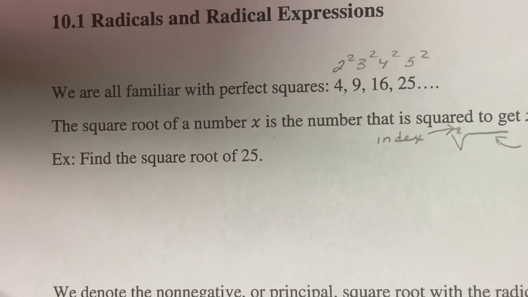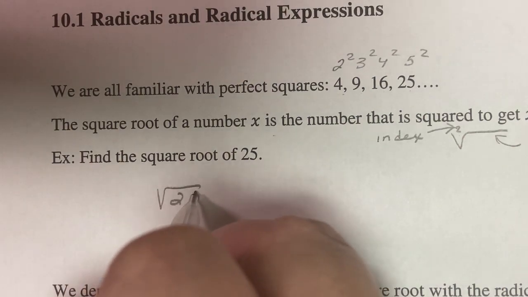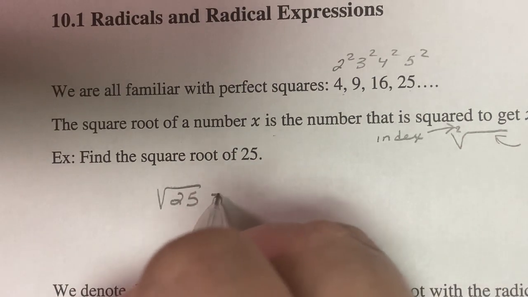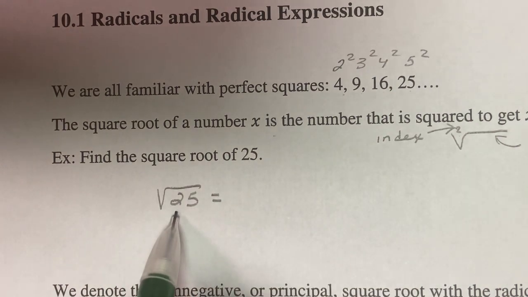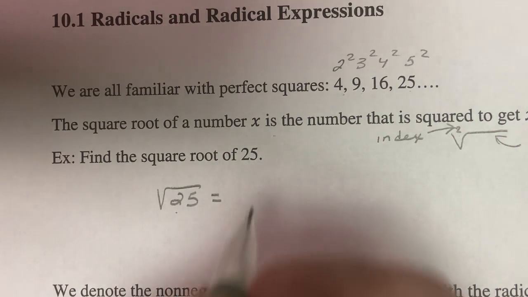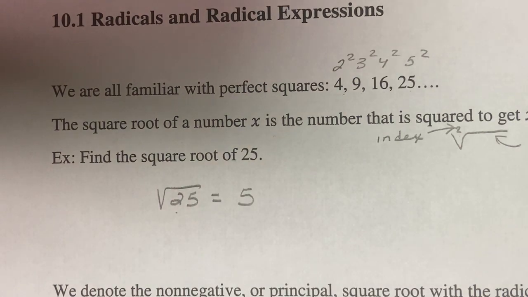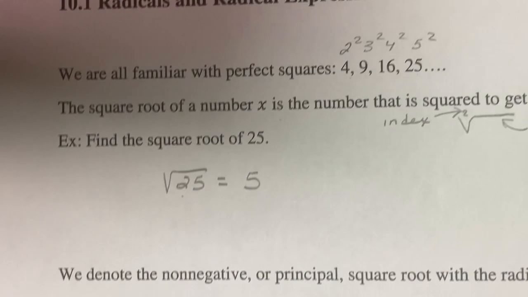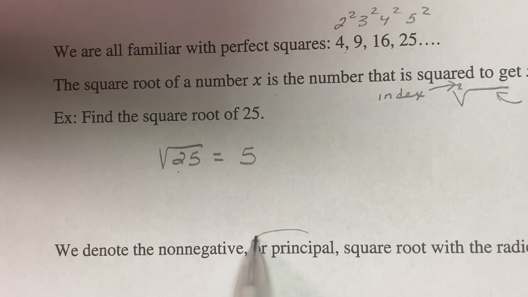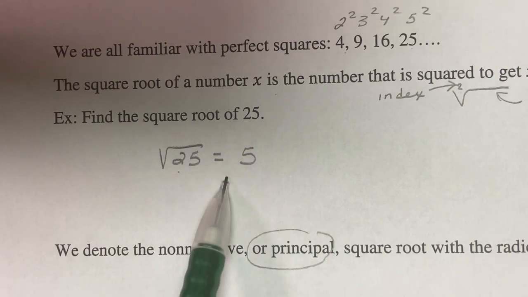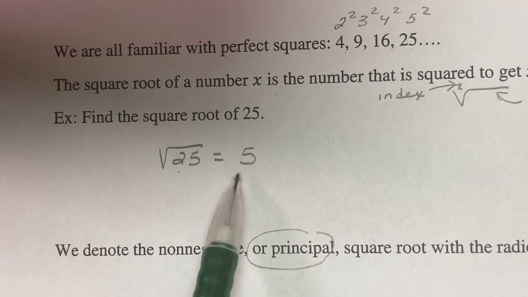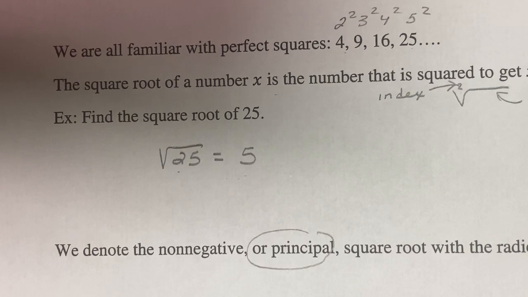So for example, if I want the square root of 25, the way to write that would be the square root of 25. And what we would want to know is what number, when multiplied by itself, gives me 25. Well, the answer is 5. Now, we all know that there's another number that when multiplied by itself gives us 25, and that is negative 5. But notice here we denote the non-negative or principal square root with the radical sign. So when we're given the square root of 25, we're just going to be finding the positive square root, which is also called the principal square root.